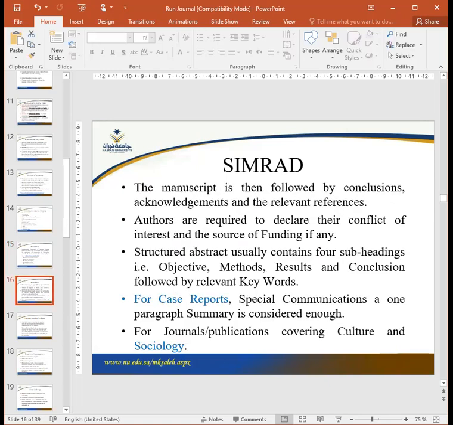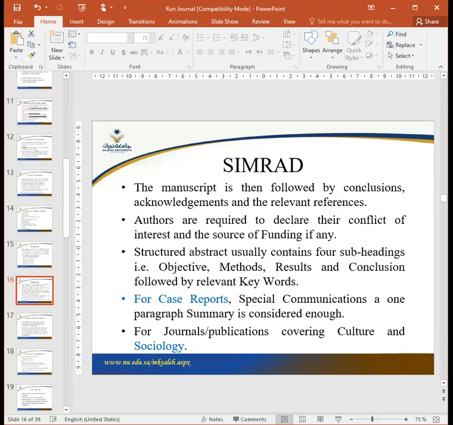As is well known, the manuscript is then followed by a conclusion, acknowledgement, and relevant references. Authors are required to declare their conflict of interest and the source of funding, if any. The structured abstract usually contains 4 subheadings, which are objective, method, result, and conclusion, followed by relevant keywords. For a case report or special communication, a 1 paragraph summary is considered enough.